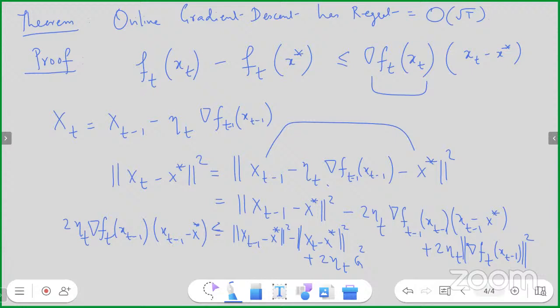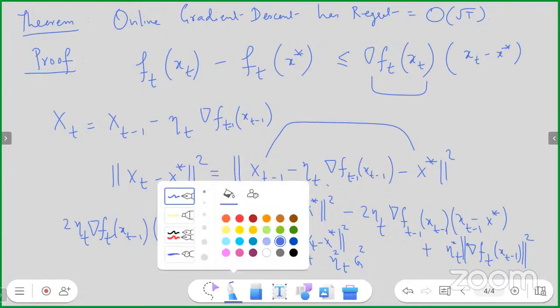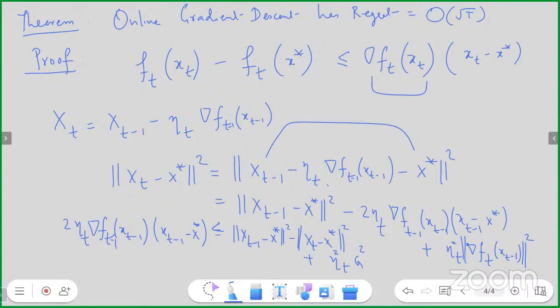Sorry? One at a time. Eta squared? Yes, eta squared. The 2 is not there? Yes, the 2 is not there. Where is ft minus 1? Here. Okay. There are too many indices, in the last box.